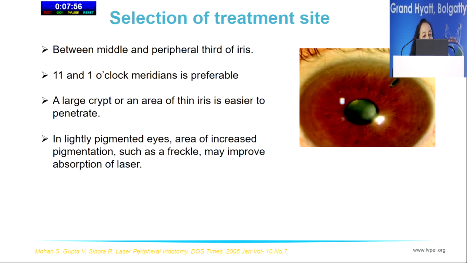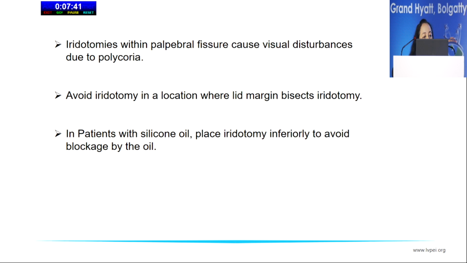So where do we like to select the treatment site? Usually between the middle and peripheral third of the iris, and the 11 and 1 o'clock meridians are preferable. A large crypt or an area of thin iris is usually taken as the site. Iridotomies within the palpebral fissure can cause visual disturbances, and we should also avoid an iridotomy where the lid margin bisects it.